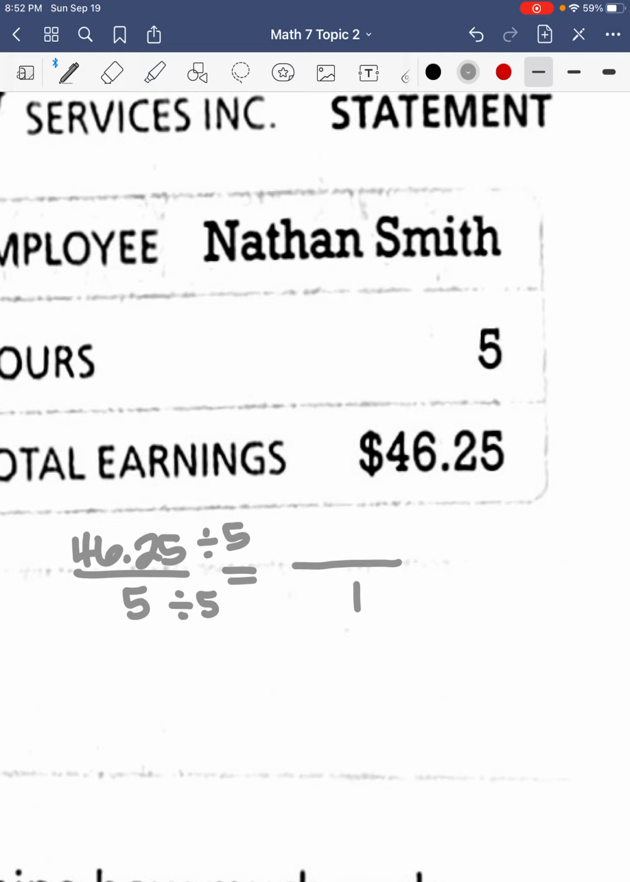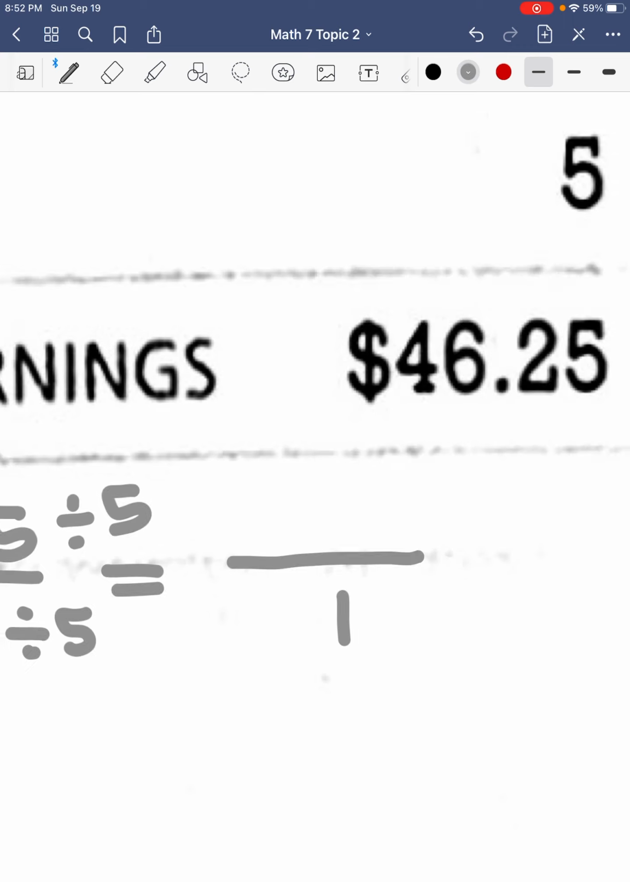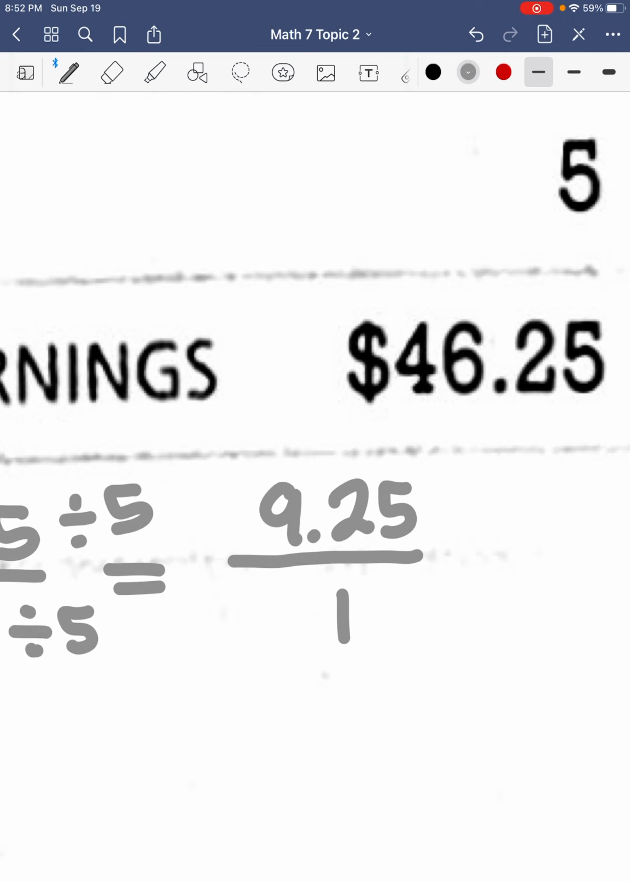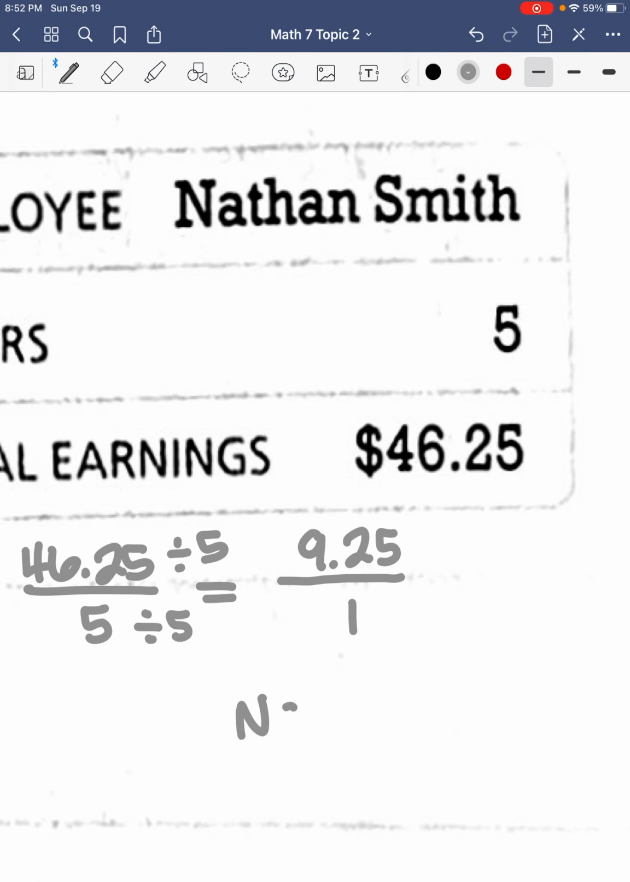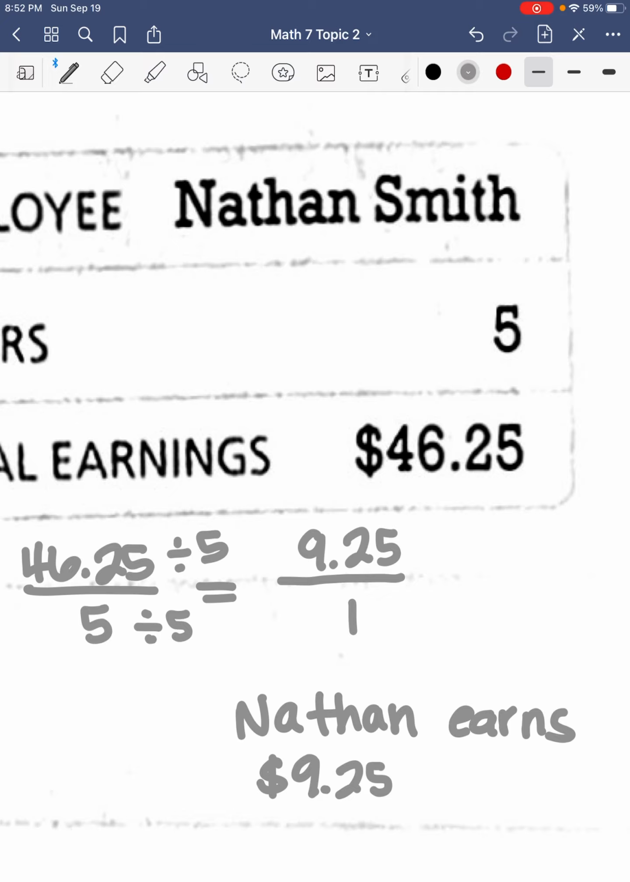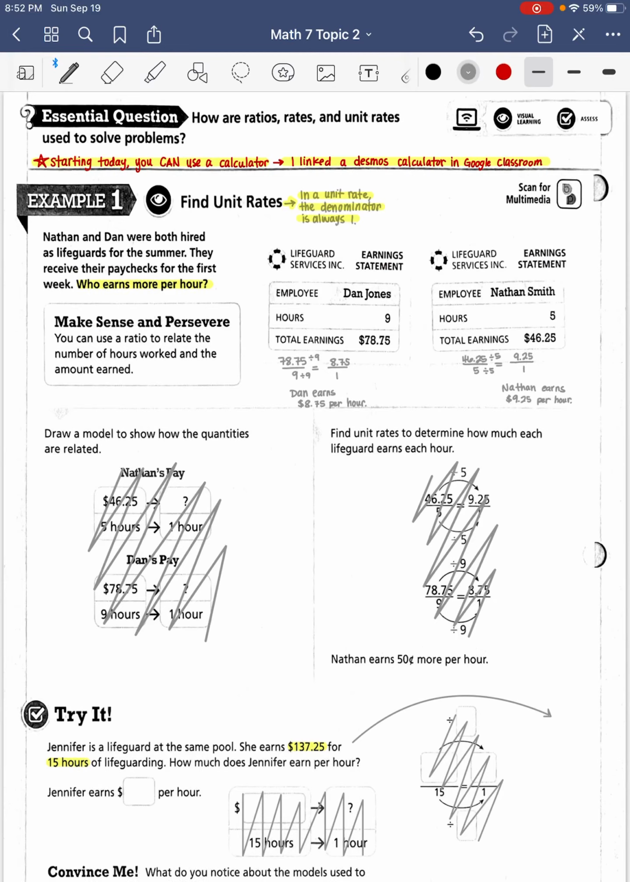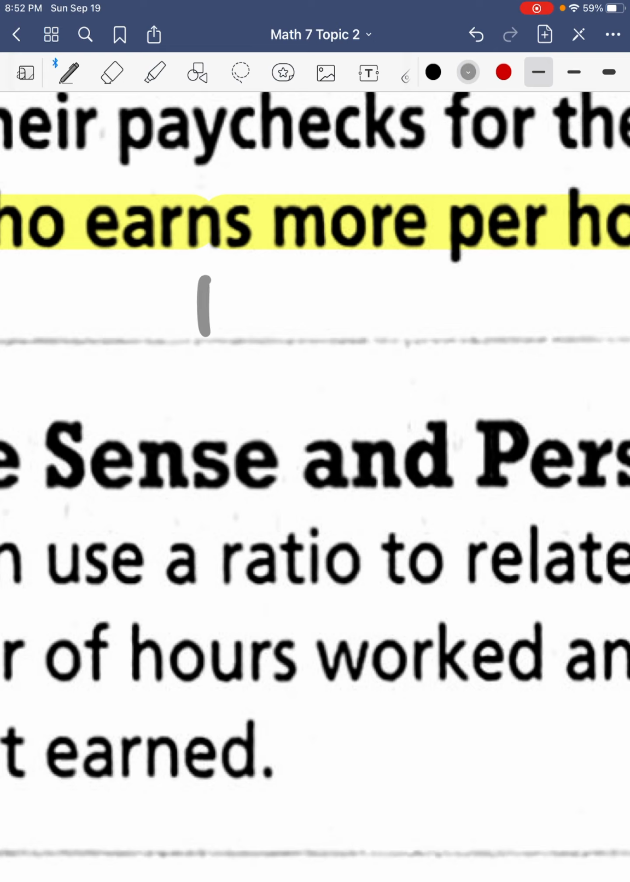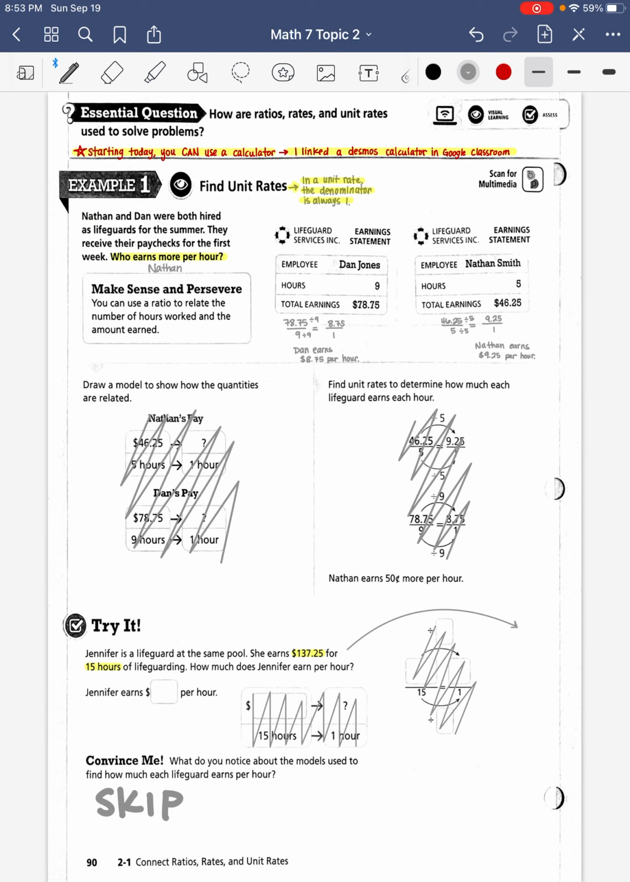So 46.25 divided by 5, you can put that in your calculator and you're going to get 9.25. So what does that mean? That means that Nathan earns $9.25 per hour. So the question is, who earns more per hour? Well, Nathan. To answer our question, Nathan earns more per hour, and he earns 50 cents more per hour.